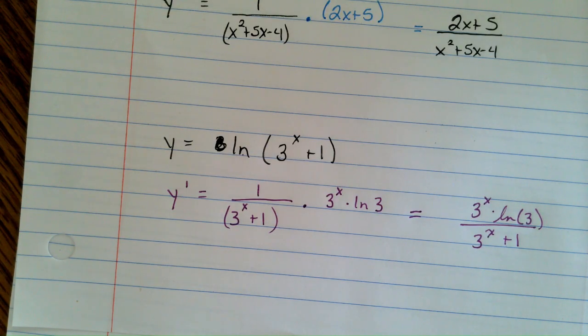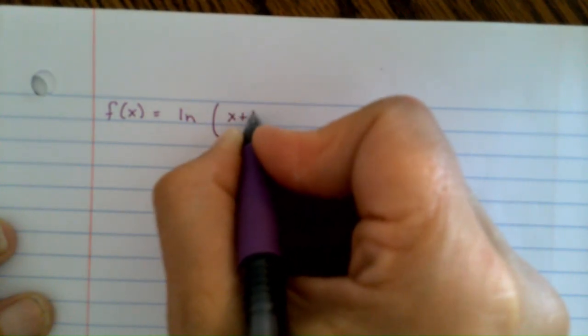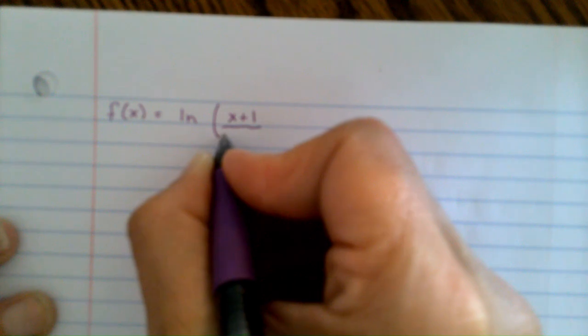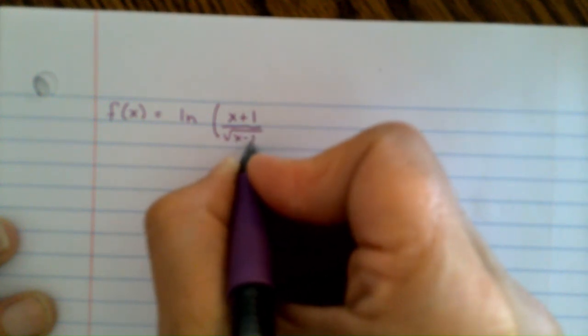Okay, now we're going all in, because you've got to see the scariest example imaginable, right? f of x equals the natural log of x plus 1 over the square root of x minus 2.